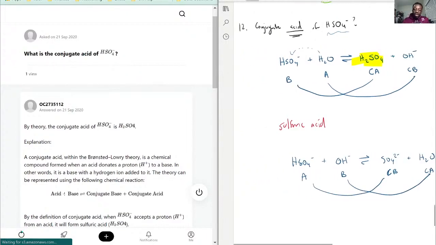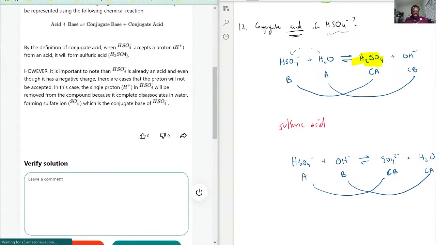So SO4 2 minus will be the conjugate base. Okay, so that would be how you find the conjugate acid of HSO4 minus. It's important that you note what they're asking for, whether it's the acid or the base, because the conjugate acid will have one more proton, and the conjugate base will have one less proton. Okay, so with that being said, this is correct.